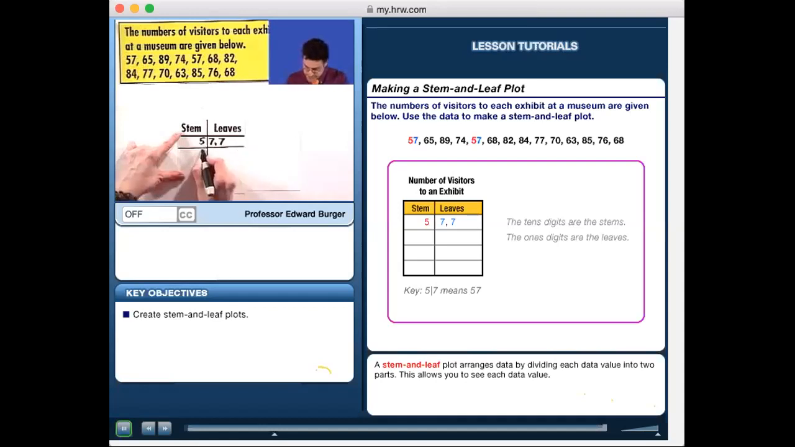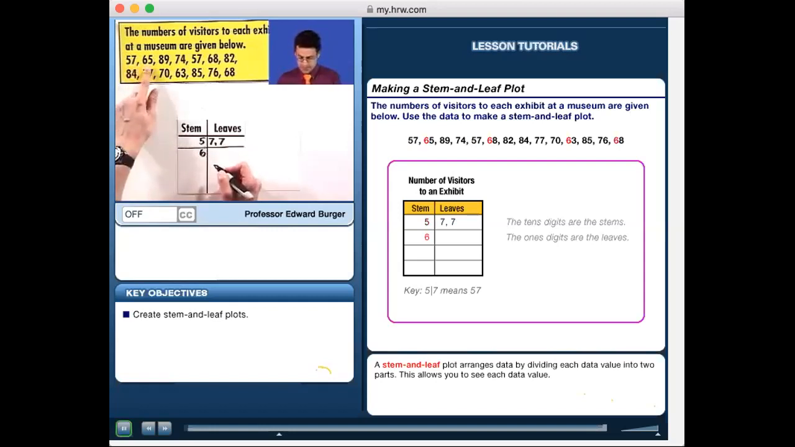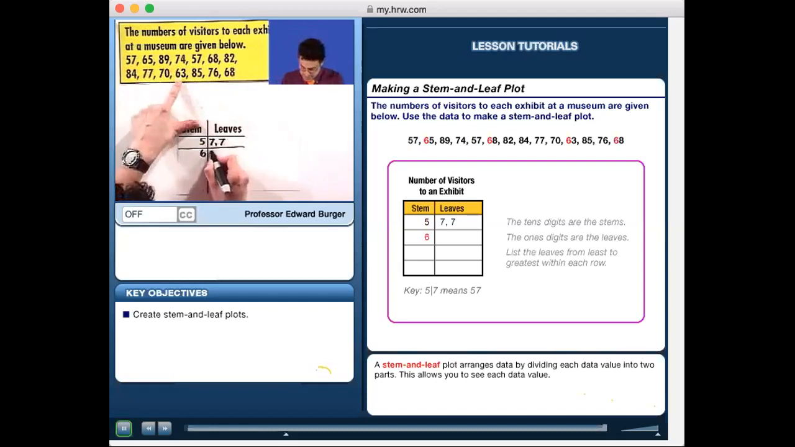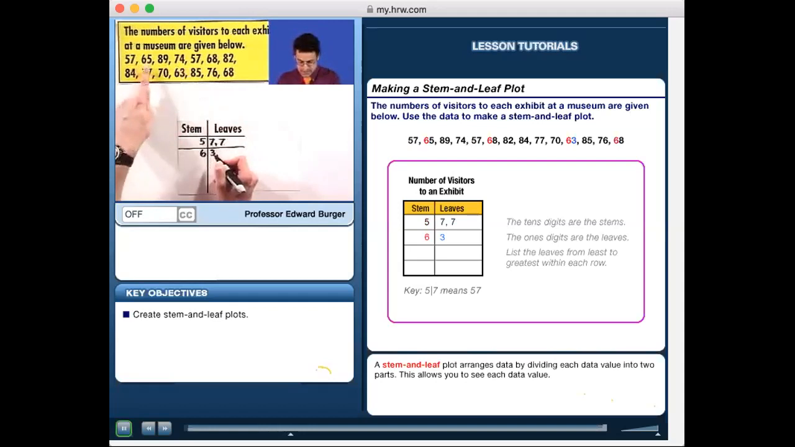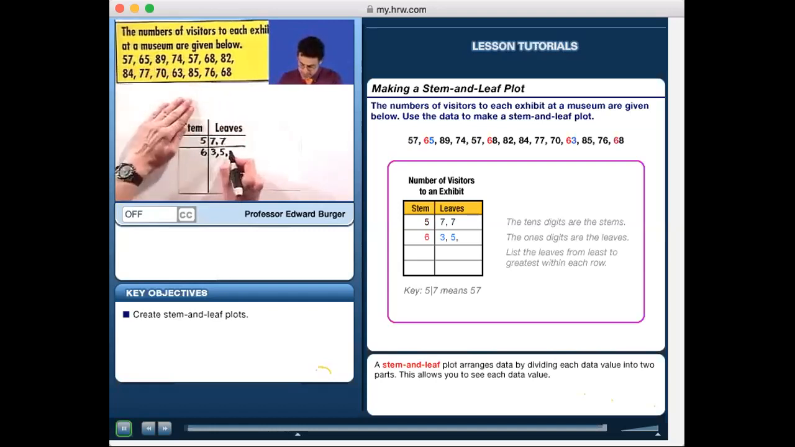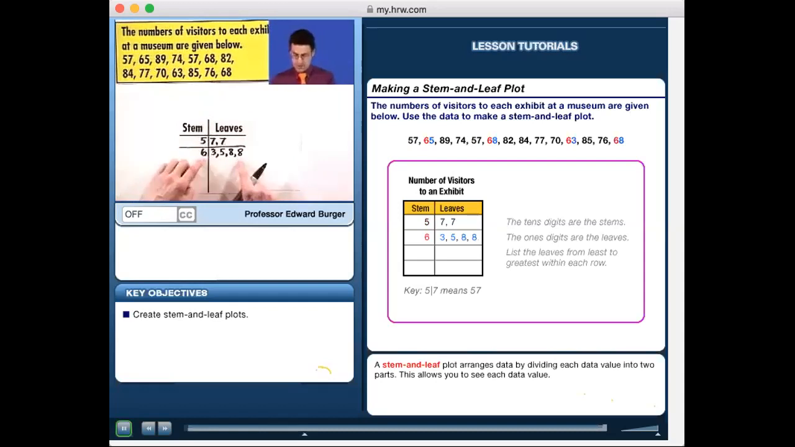So moving up to the 60s, put a 6 here, and let's see what we got. I've got a 65. Is that the smallest one, by the way? Let's go for the smallest one. 63. So let's put a 3. And then I see a 65, so I'll put a 5. That's the next digit. See anything else? I see a 68, so I'll put an 8. And then I see another 68, so I'll put this here. So that means that there are 4 numbers that start in the 60s: 63, 65, 68, and 68.